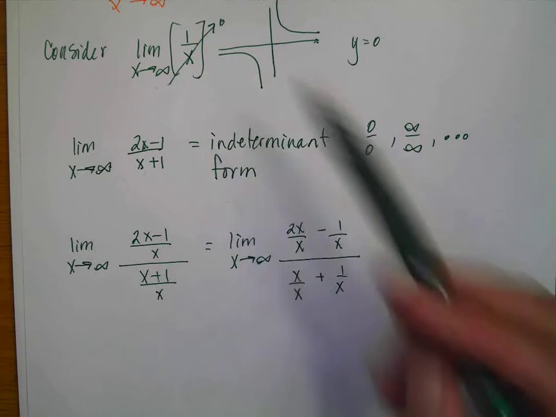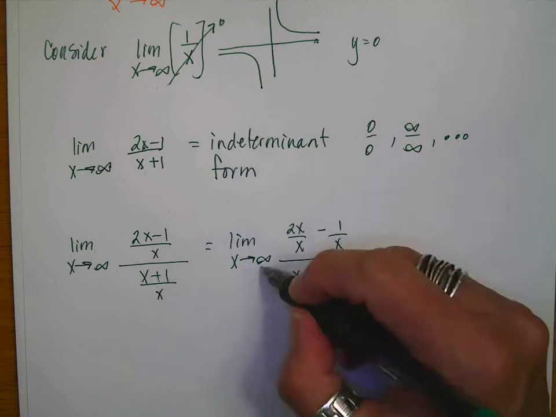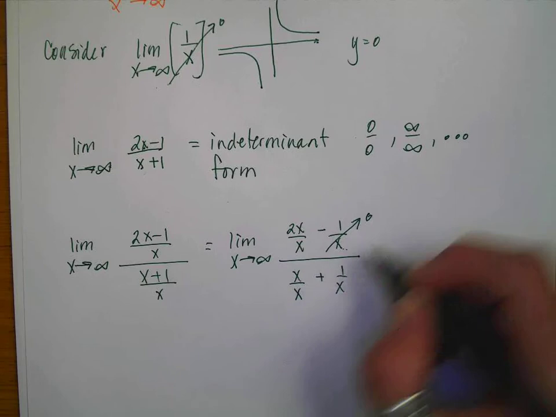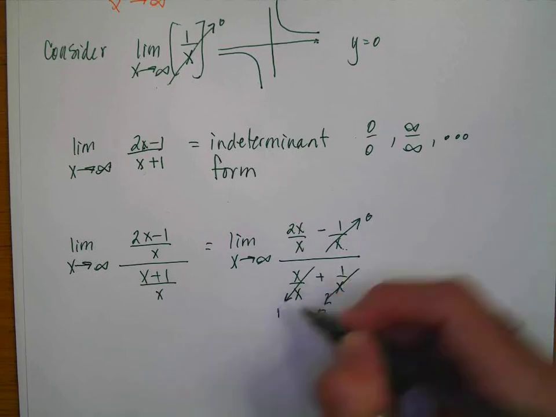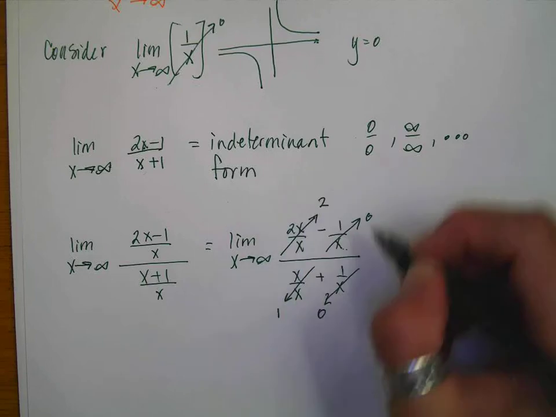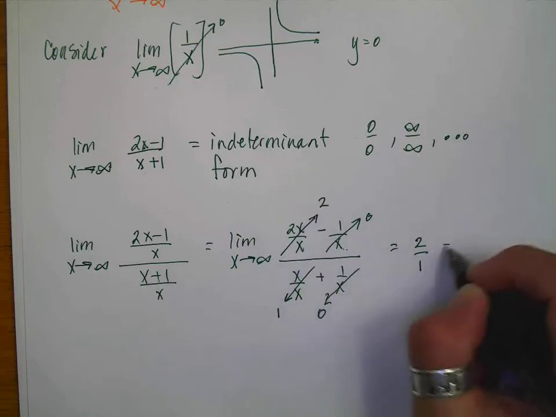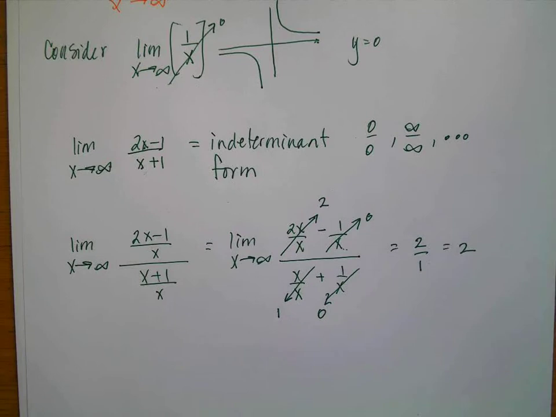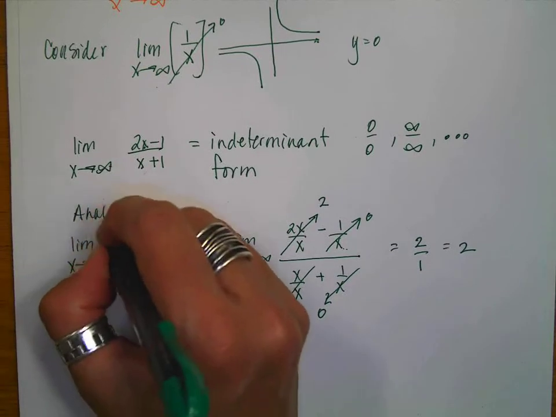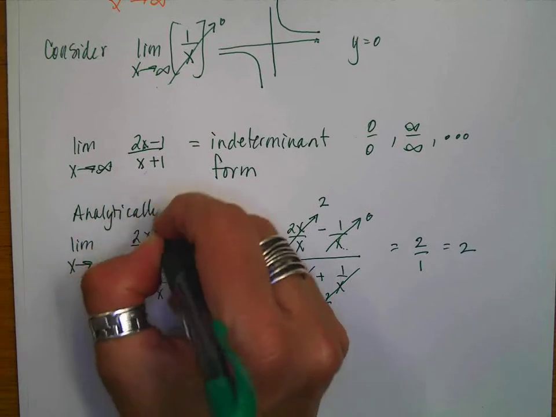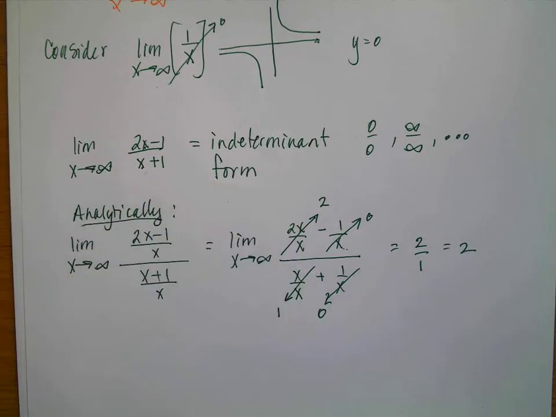Well, remember we talked about this special situation. So now I know that as x approaches infinity, this guy's going to go to 0, this guy's going to go to 0, this guy goes to 1, this guy goes to 2, so the limit would be 2 over 1, which is 2. So if you are asked to do the problem analytically, that would be your approach to eliminate the indeterminate form. And it's not the only approach, but it is an approach.